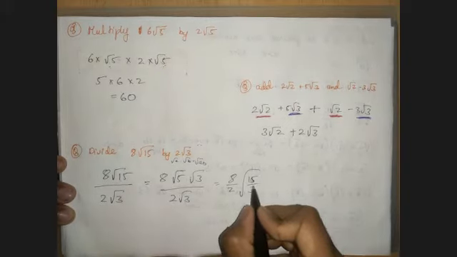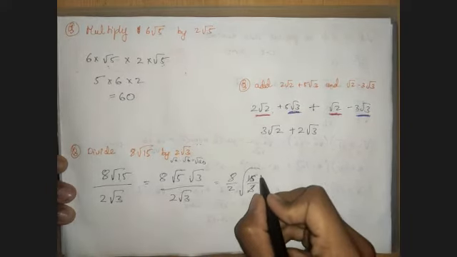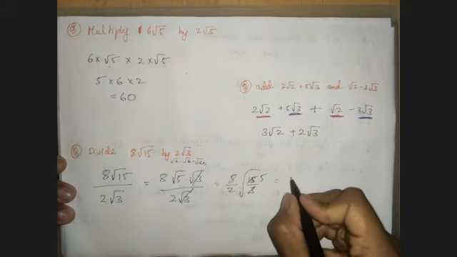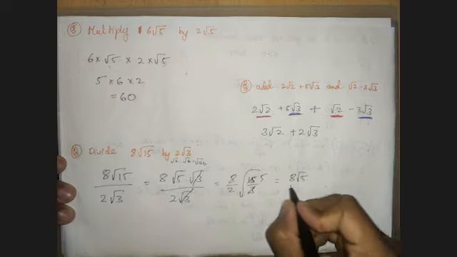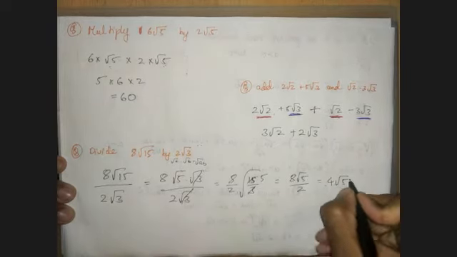So root of 15 by 3 would be equal to root 5, since 3 ones are 3 and 3 fives are 15. The 3s get cancelled here. In the same case, we get 8 root 5 by 2 as the answer, or this is 4 root 5.